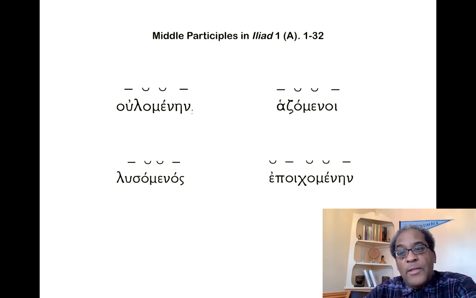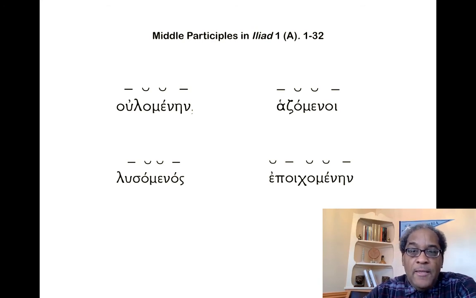So far in the Iliad, we've seen these middle participles: ἀλαμένων, λυσομένος, δωσομένοι, ἑπομένων. And so pause the video here and see if you can tell me what gender, number, and tense each of these is. Very good. Okay.